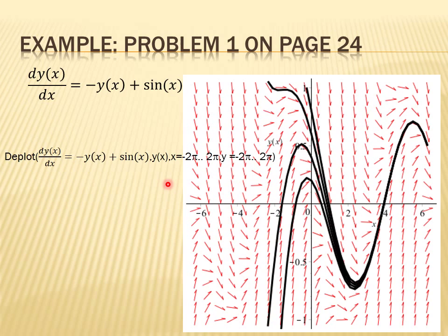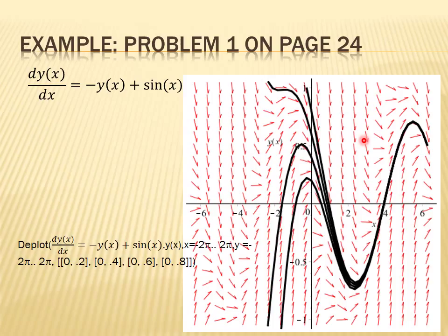So how about we do some initial conditions. Now Maple will also plot solution curves for you. These black lines here are solution curves for specific initial conditions. So we have to know how to give Maple these initial conditions. Here is the command that I used. After your ranges of x and y, you put a comma, and then you put a list of points with square brackets.